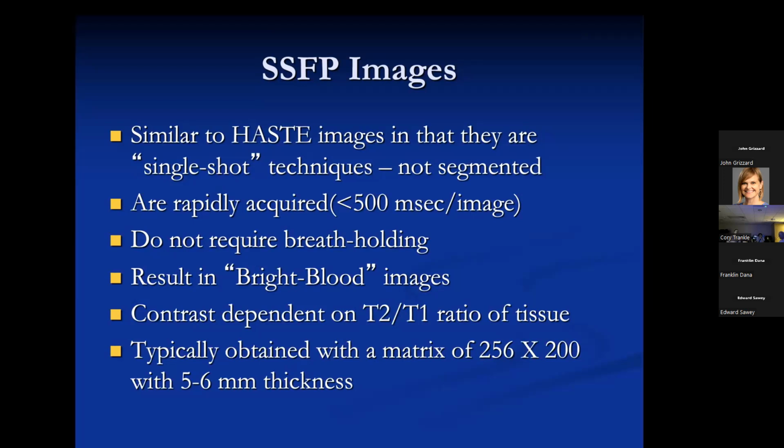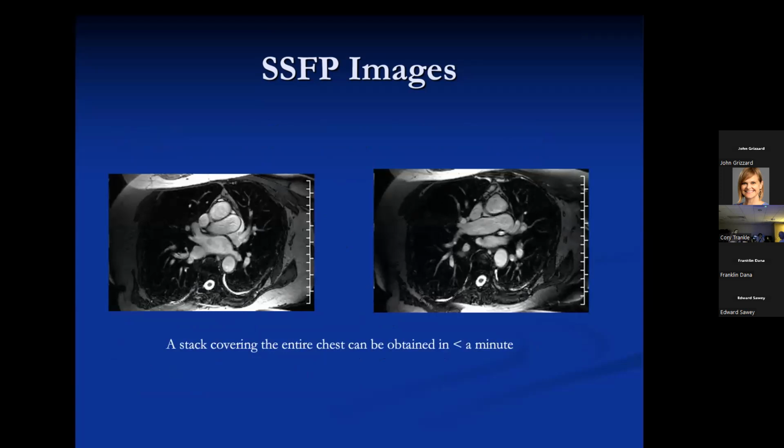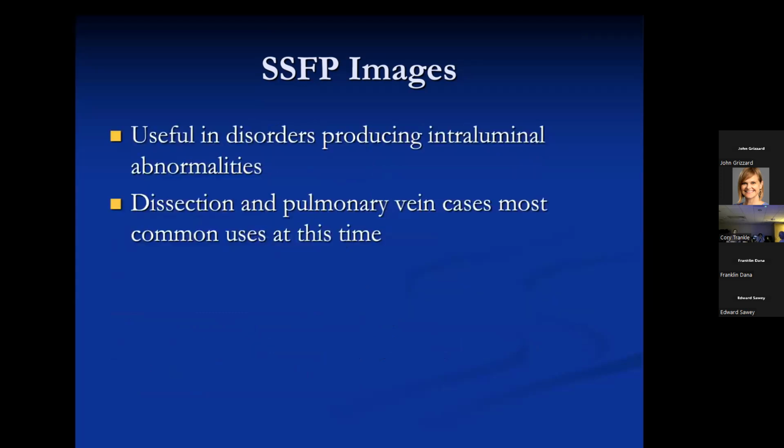We're just screening through the chest, but you can do them without a gap. And you can get the whole stack of these in less than a minute, really. Here you see a case where we're looking at pulmonary veins. So it's nice looking at intraluminal abnormalities, dissections, cases.